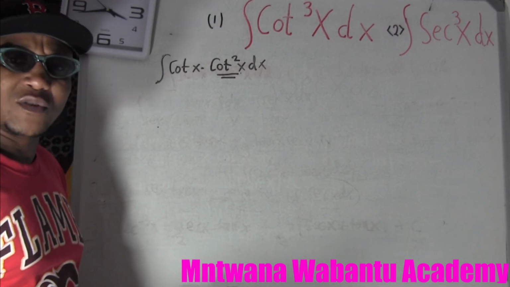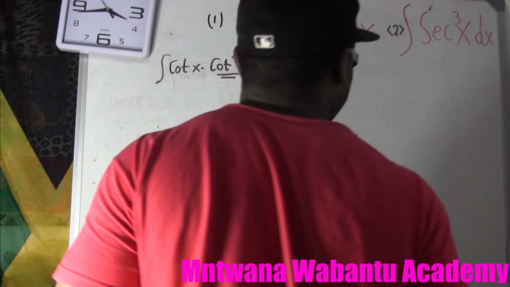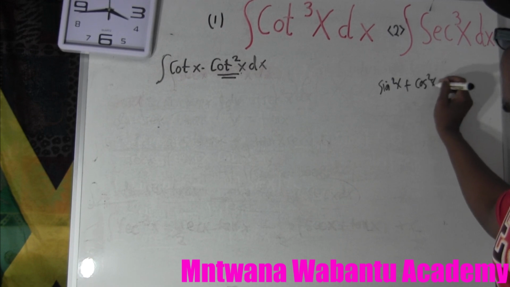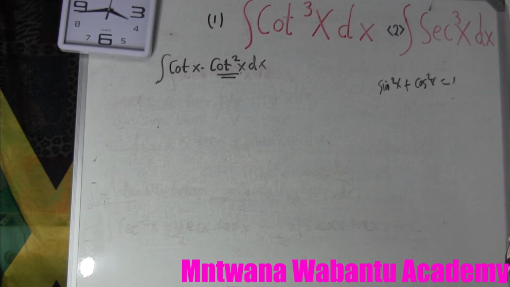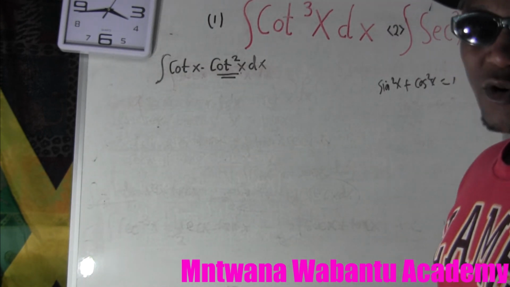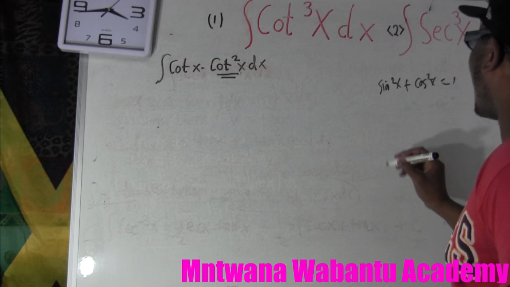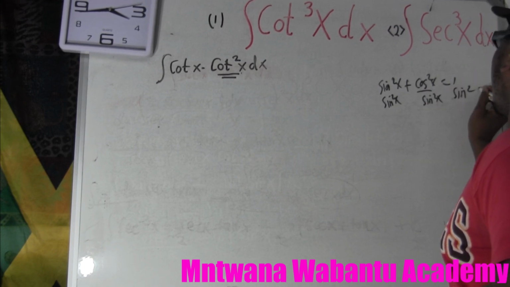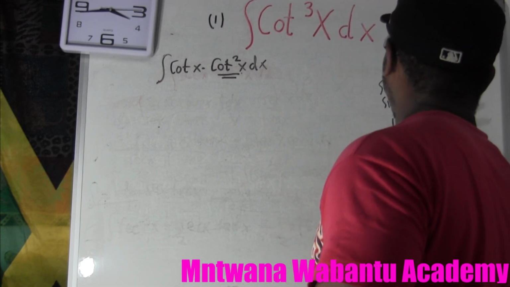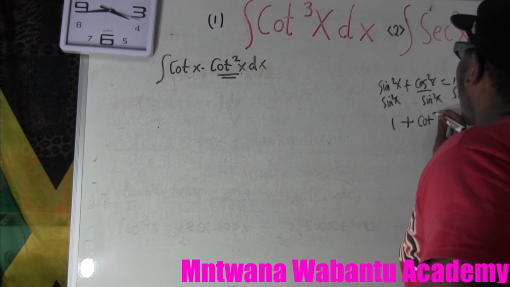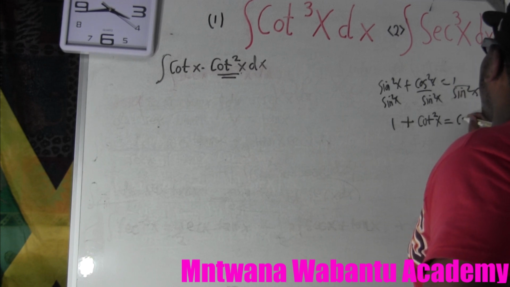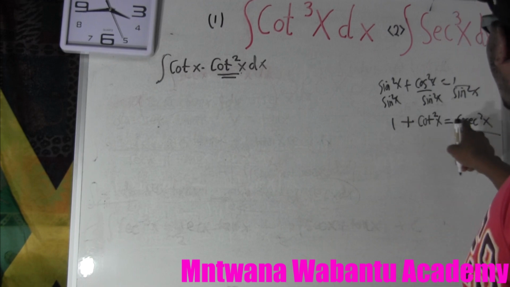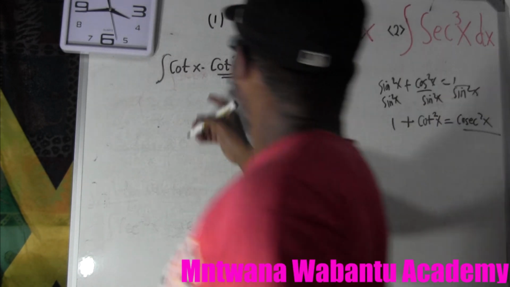So I'm going to use this trig identity. Like I said, if you forgot, go to your key identities in trigonometry. When you say sin squared x plus cos squared x equals 1, I want to get cot. What is cot? Cot is cos over sine. So I have to divide by sine squared throughout. Sine squared divided by sine squared equals 1, plus cos squared divided by sine squared equals cot squared, equals 1 divided by sine squared, which is cosec squared x. Can you see? So you want to replace cot squared. What is cot squared? Cot squared equals cosec squared x minus 1.